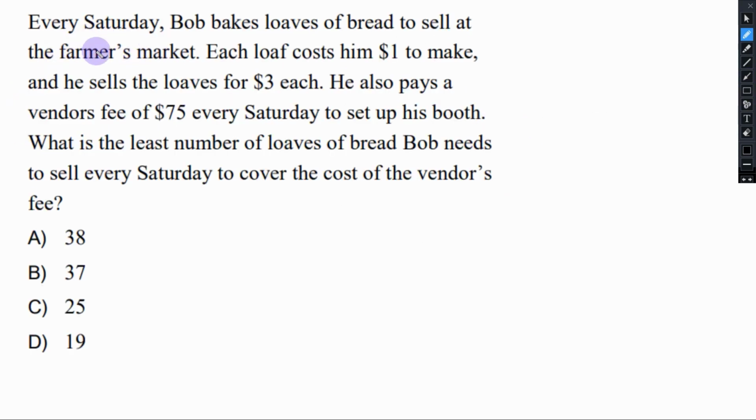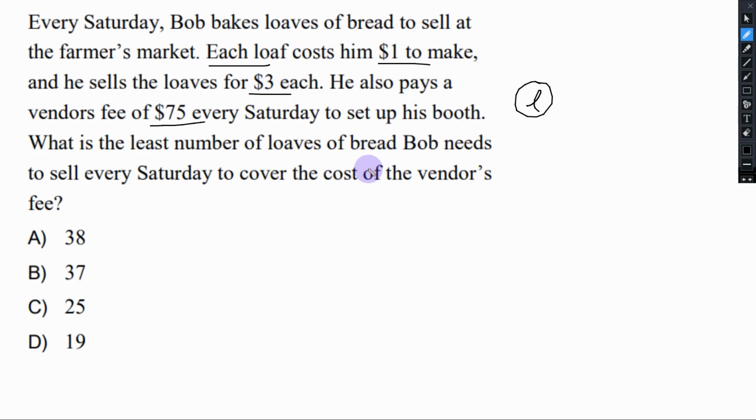Alright, next question. It is saying every Saturday Bob bakes loaves of bread to sell at the farmers market. Each loaf costs him $1 to make, and he sells the loaves for $3 each. So his cost price is $1 and selling price is $3. He also pays a vendor fee of $75 every Saturday to set up his booth. What is the least number of loaves of bread Bob needs to sell every Saturday to cover the cost of the vendor's fee? So let's suppose the number of loaves is L.